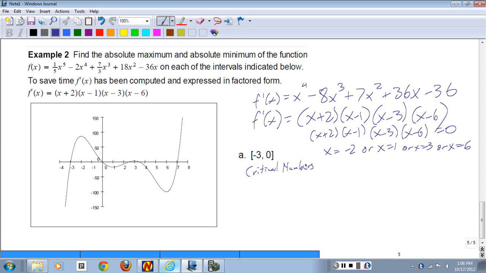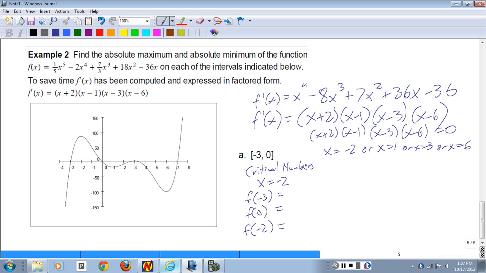So which ones of those are between -3 and 0? -2, the only one, I guess. So just x equals -2. That's the only critical number in that interval. So what we'd want to do is evaluate the function at the endpoints and then evaluate it at the lone critical number in that interval.